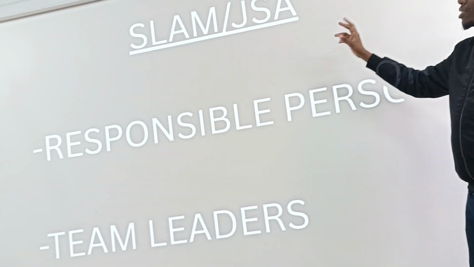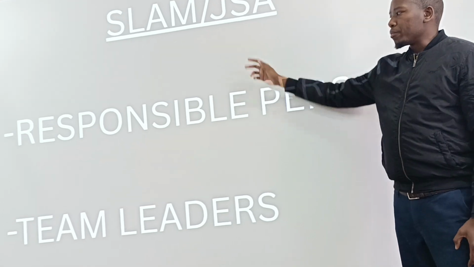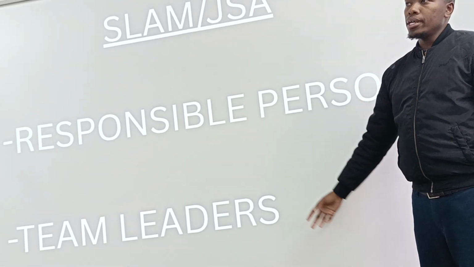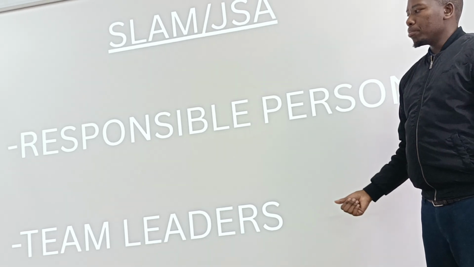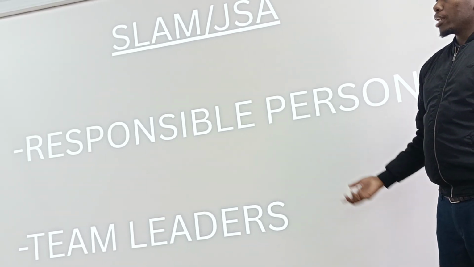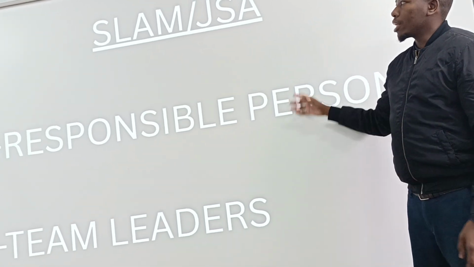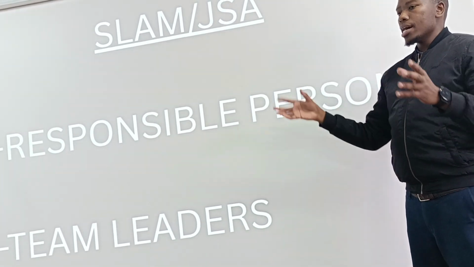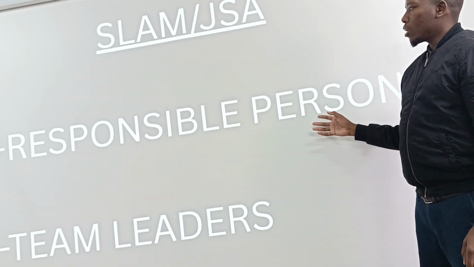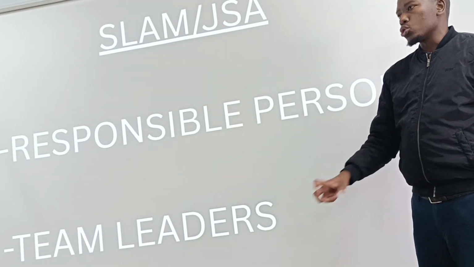Then there's what we call SLAM or JSA. Now we are using JSA, but it was SLAM before. On the JSA, the responsible person is the team leader. The team leader can be a safety rep or the supervisor himself. The team leader or safety rep has to call everyone working in that area so that they can discuss the hazards and risks of the working area. On the JSA, you have to mention all the hazards, all the risks, and also the controls.